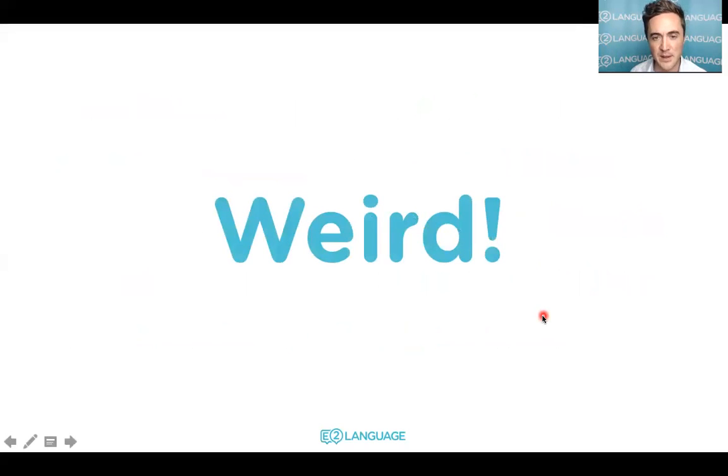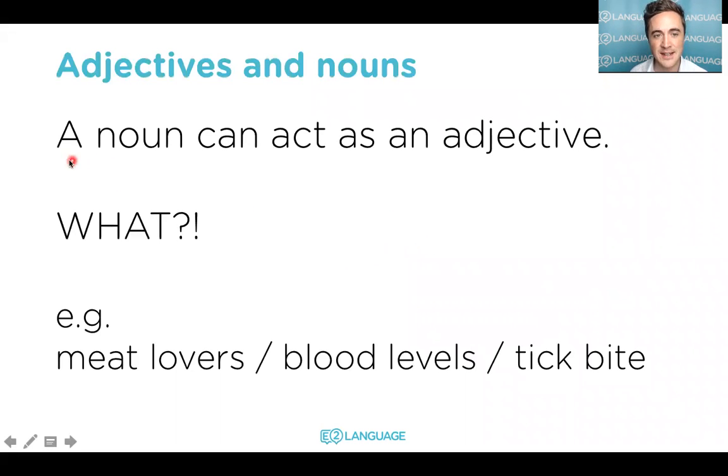There's something weird going on though. I'm sorry, there's always something weird with language. A noun can act as an adjective. What? Meat lovers, blood levels, tick bite. A noun can act as an adjective.